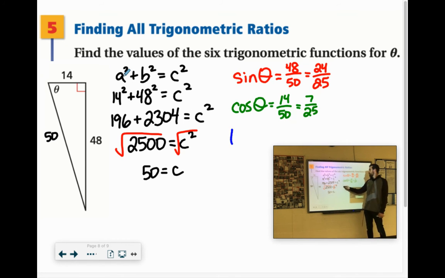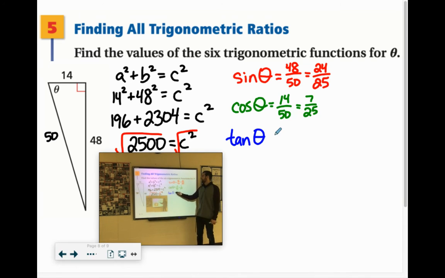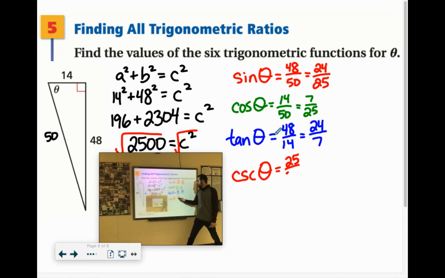And then the tangent of theta, let me move out of the way here. Tangent of theta would be the opposite side over the adjacent side. So 48 over 14, divide them both by 2, you get 24 sevenths. Fantastic. Now we got to get the other 3, which are very easy because we're just going to use the reciprocals of these. So the cosecant of theta is the reciprocal of the sine. The sine was 24 over 25. Flip it, 25 24ths.